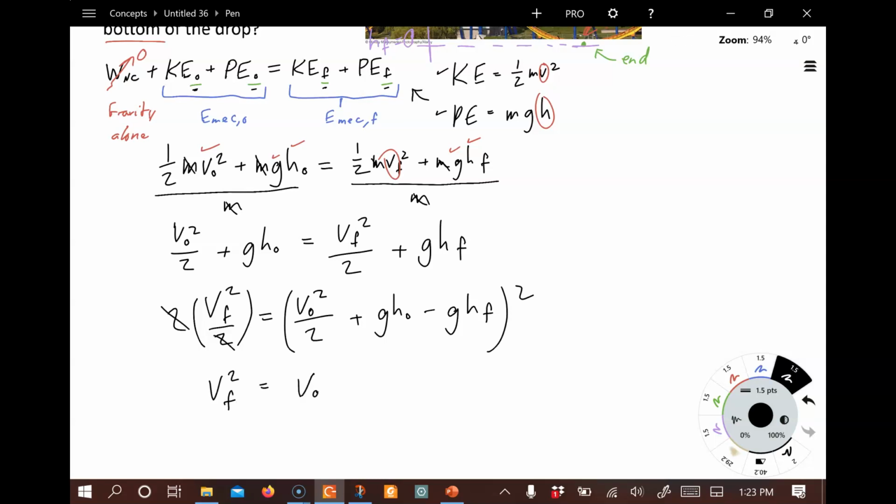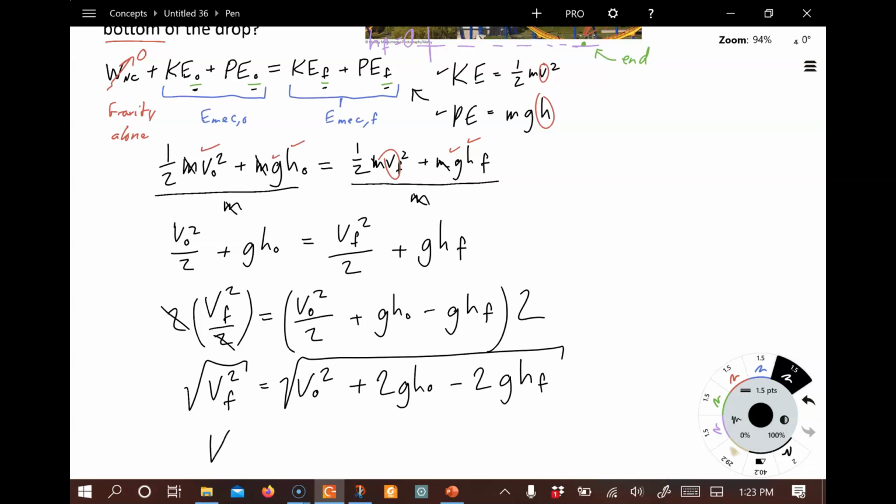We're going to have v initial squared plus 2 g h initial. Remember, this is a multiplication by 2. Minus 2 g h final. And finally, we can square root both sides, and then we'll solve for v final. So the square root of v initial squared plus, let me factor out the 2g because that appears in both terms. And we end up with this equation.